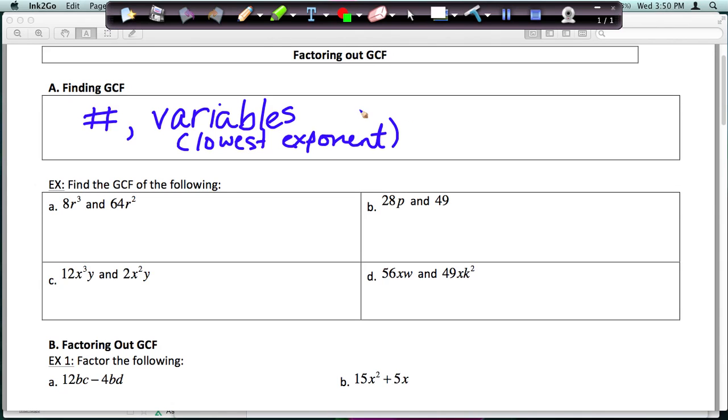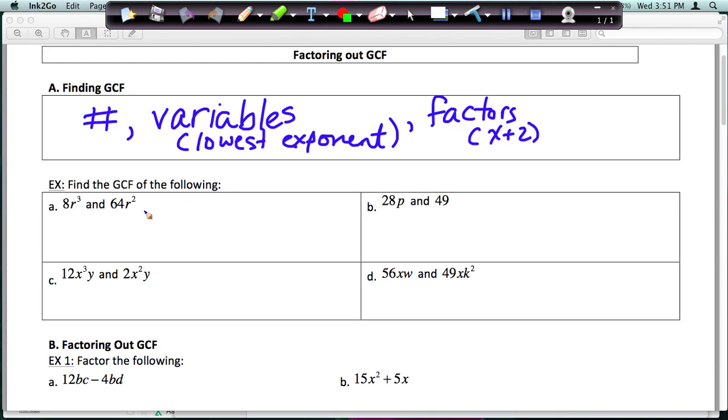The last thing, and this will happen especially when we get to factor by grouping, look for any factors that they have in common. So an example of a factor would be x plus 2, where you have something added or subtracted, and you can think of it as inside parentheses. So x plus 2 would be a factor.